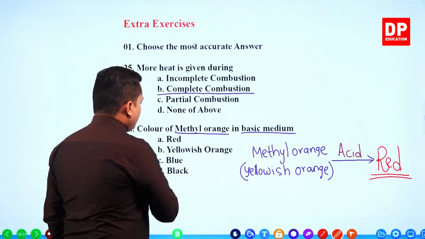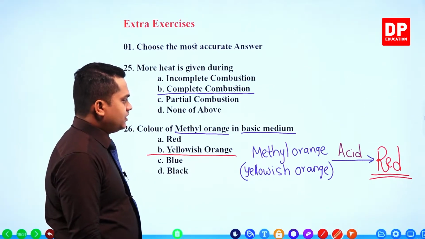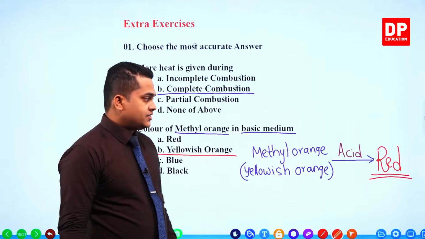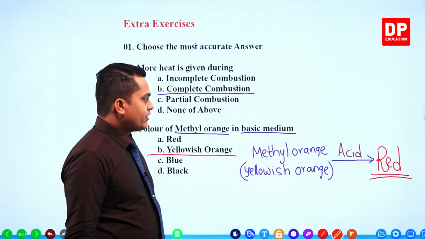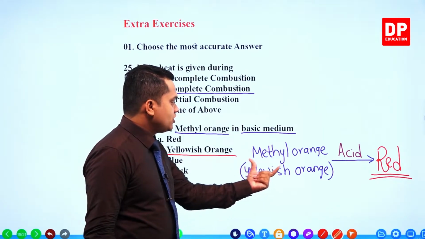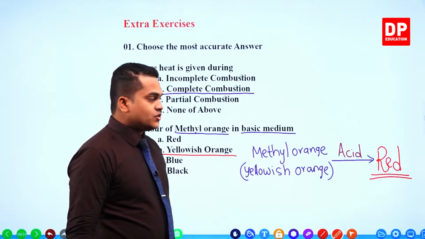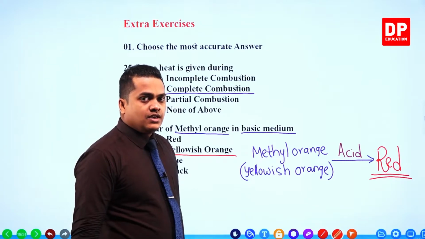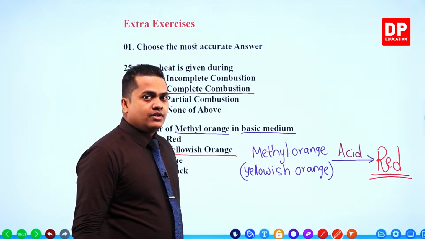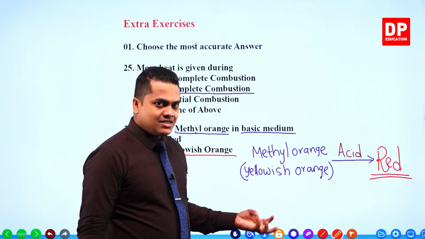So the answer for this one would be yellowish orange. Remember children, methyl orange is yellowish orange in color. With the presence of an acid only, it turns to red color. With bases or any other neutral substances, it won't give out a different color. The color of the methyl orange, which is yellowish orange, remains the same.